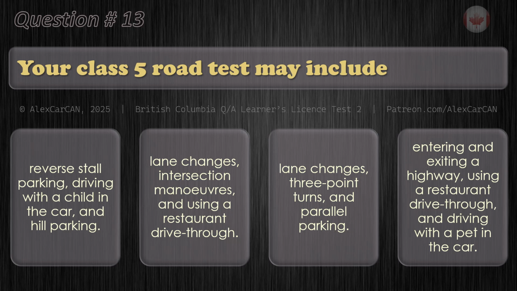Question number 13. Your Class 5 road test may include reverse stall parking, driving with a child in the car, and hill parking. Lane changes, intersection maneuvers, and using a restaurant drive-through. Lane changes, three-point turns, and parallel parking. Entering and exiting a highway, using a restaurant drive-through, and driving with a pet in the car. The correct answer is lane changes, three-point turns, and parallel parking.